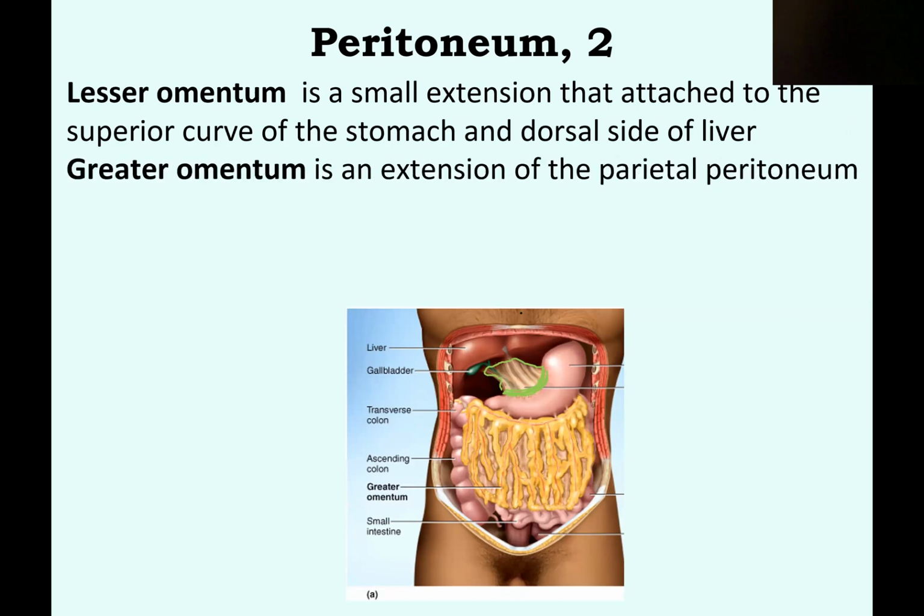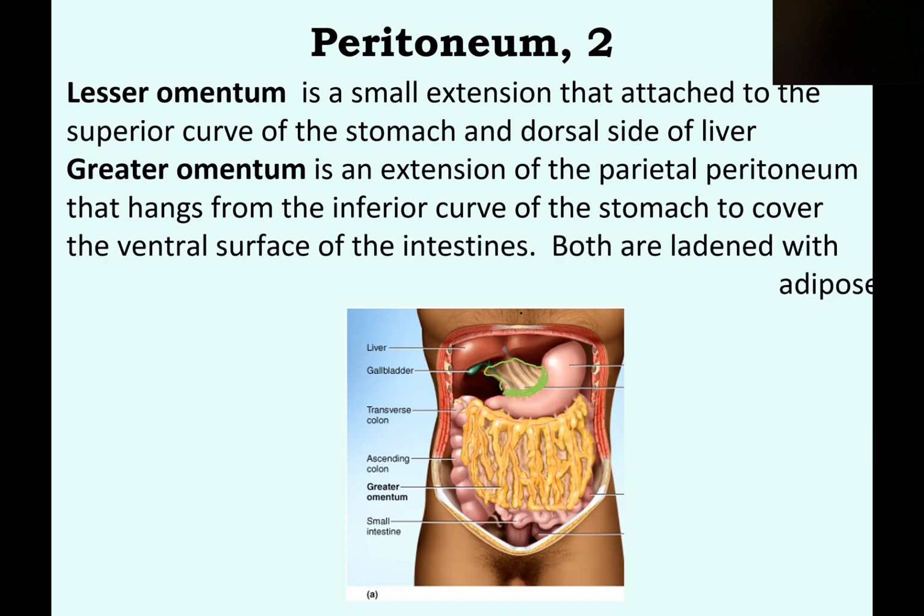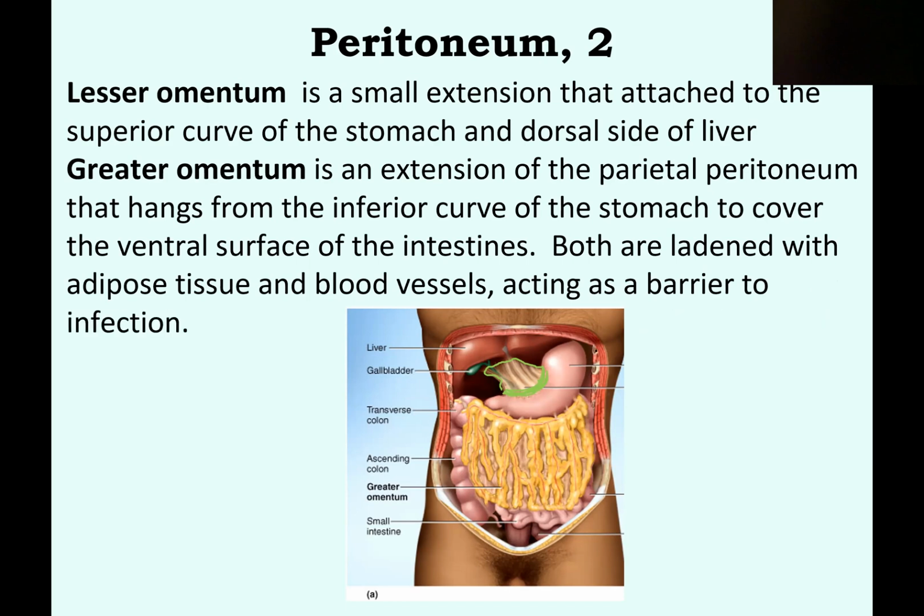The greater omentum is an extension of the parietal peritoneum that hangs down kind of like an apron, covering up the intestines, and it extends from the inferior curve of the stomach, which is also called the greater curve. And so all of this is the greater omentum.